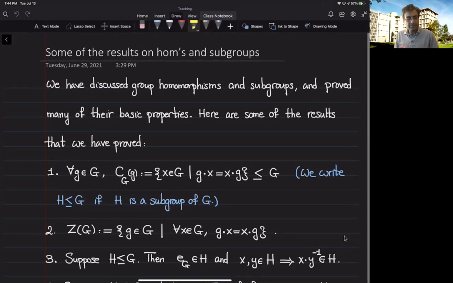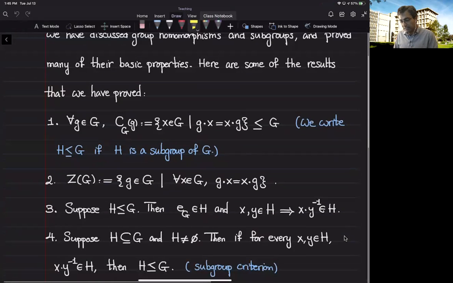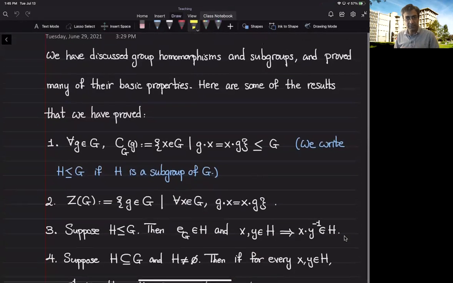But before that, let me briefly recall some of the statements that we have proved in the previous video. We defined what a group homomorphism is and what a subgroup is. Essentially, a group homomorphism is a function from one group to another that preserves the binary operation. Meaning, f from G to G prime is called a group homomorphism if for any pair of elements in G, let's call them g1 and g2, f of g1 times g2 is the same as f of g1 times f of g2.